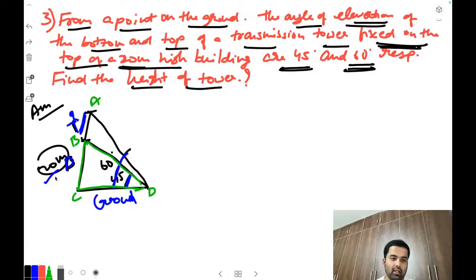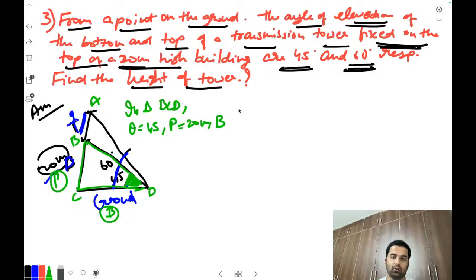What is that? You have a perpendicular, base. Take it as a base only, and the theta value you have is 45. So just figure out this. Just mention it in triangle BCD. Okay, theta is what? 45. P is what? 20 meter. Base value we don't know, so let it be as it is.